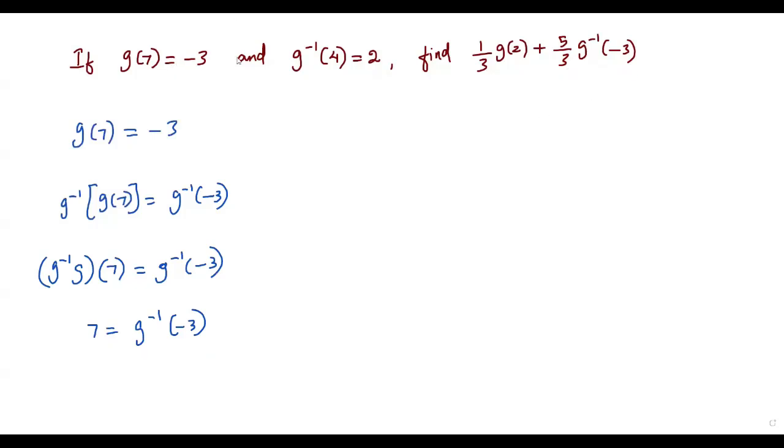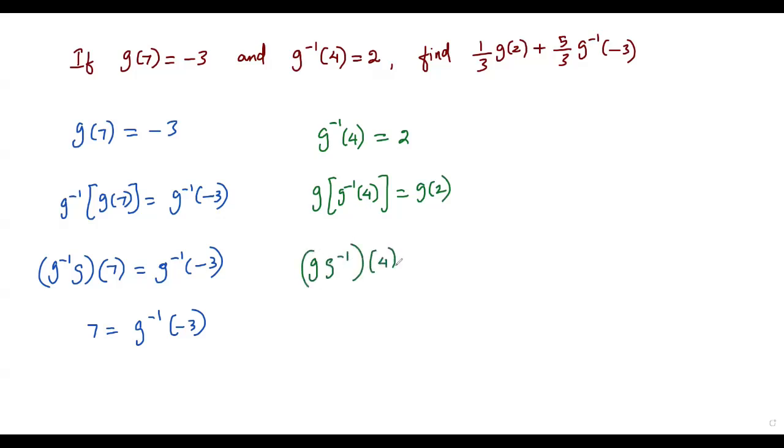Okay, let's do the same thing to get the value of g of 2 from the second information we have over here. Okay, let me do it. So I'm taking g inverse of 4 equals 2. So I'm going to take g on both sides, that is g of g inverse of 4 equals g of 2. Okay, using the associative property on the left side, I am writing g times g inverse of 4 equals g of 2.